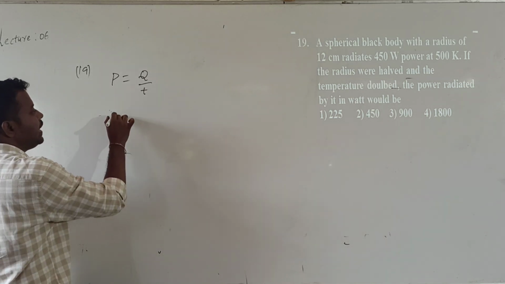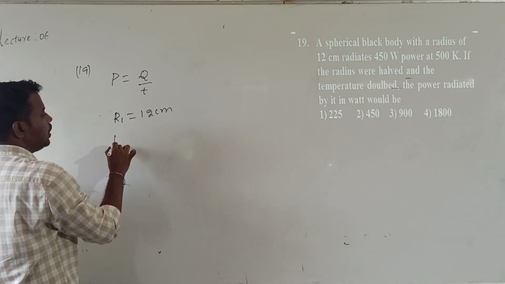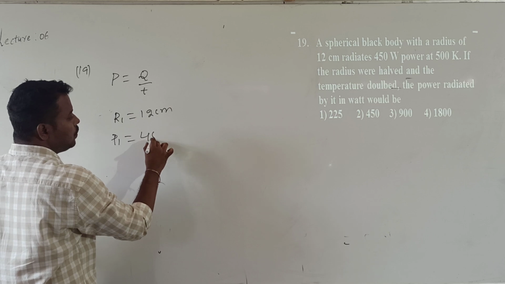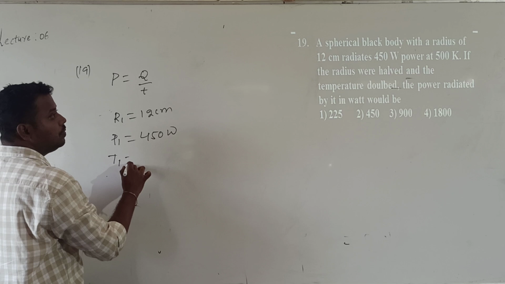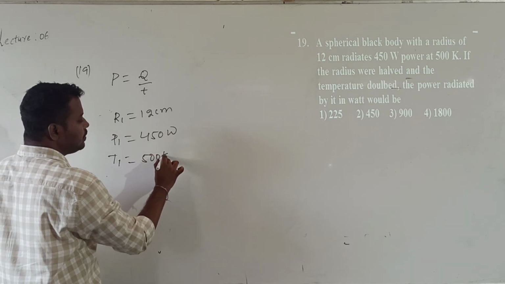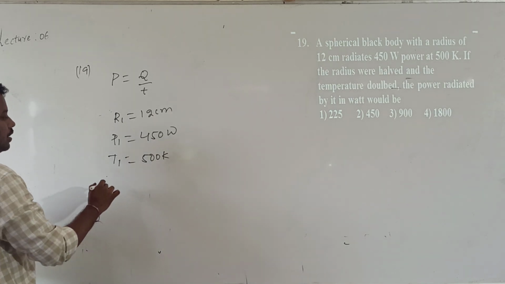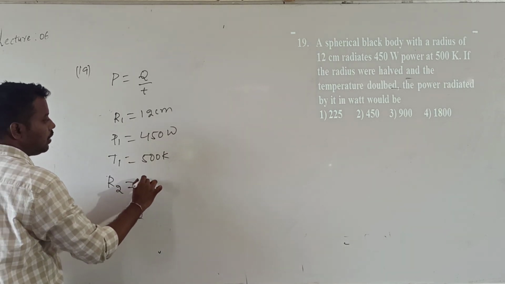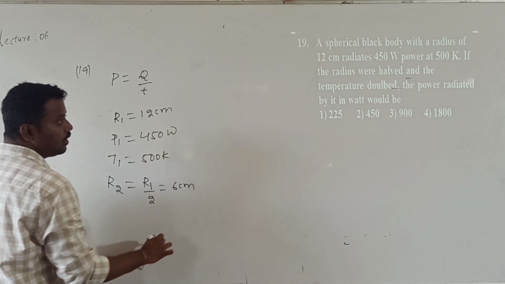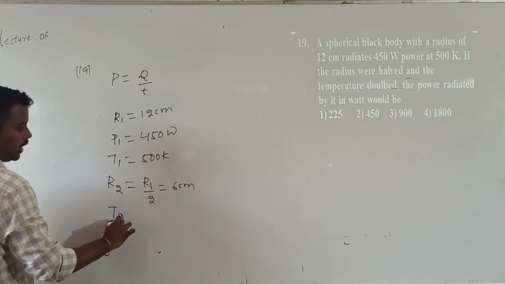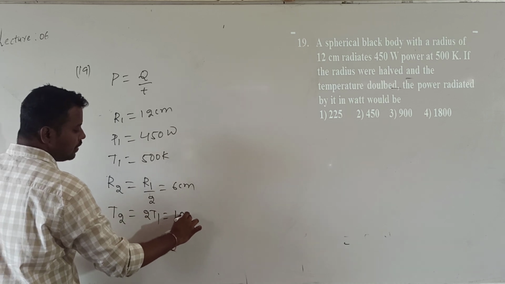So what is the initial radius R1? R1 value is 12 centimeters. And the initial power value is 450 watts. The initial temperature is 500 Kelvin. If the radius is halved and the temperature is doubled, R2 is R1 by 2, that is 6 centimeters, and T2 is 2 into T1, that is 1000 Kelvin.